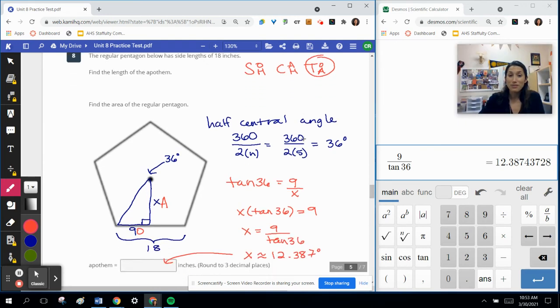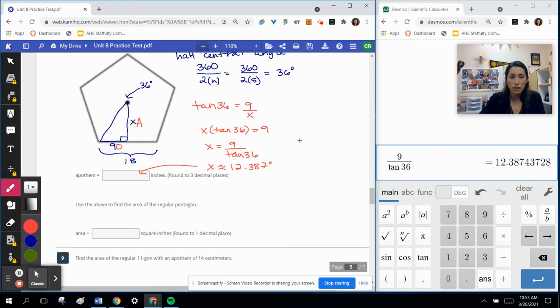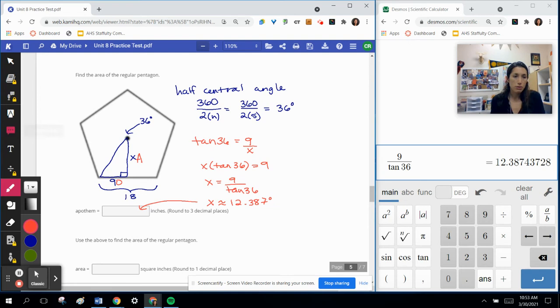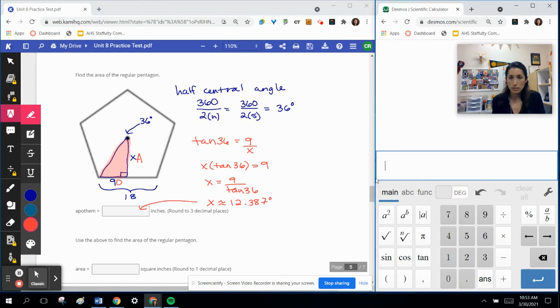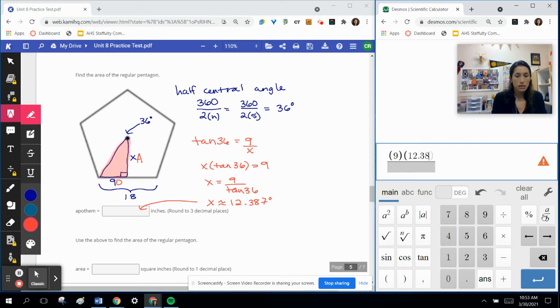Okay, now in terms of finding the area of the entire shape, let me just zoom out a little bit. The area of this entire shape, you can do the little half triangles, you can do the whole triangle. Since I already have this half triangle filled in, I've got base times height divided by 2 times the number of triangles we have. So our base of that little half triangle is 9. The height of our half triangle is 12.387. We're using that answer. And then there are 10 of those half triangles, and that is all divided by 2.